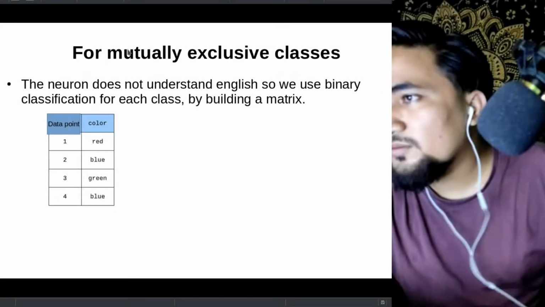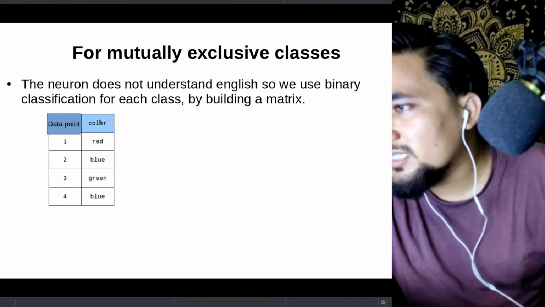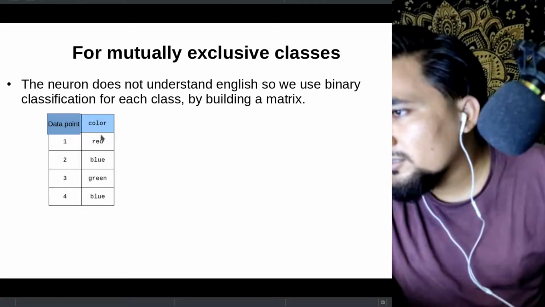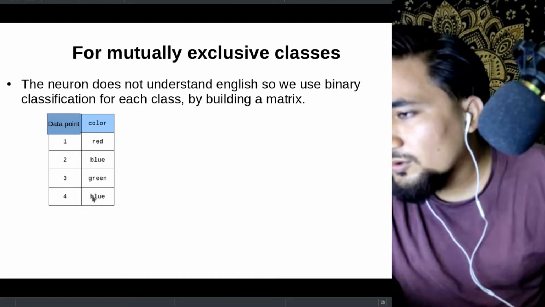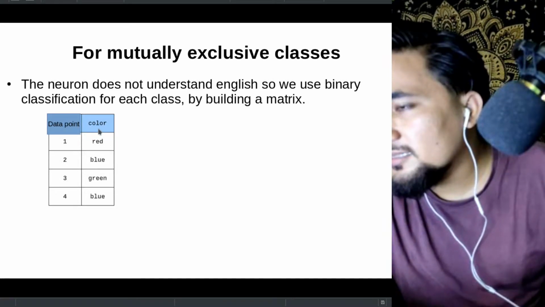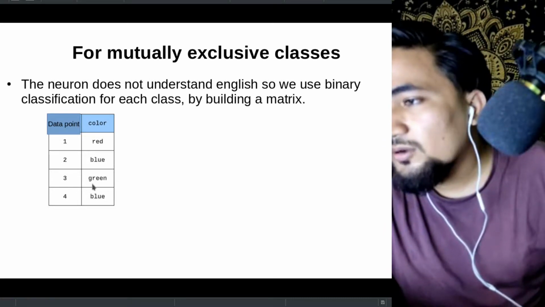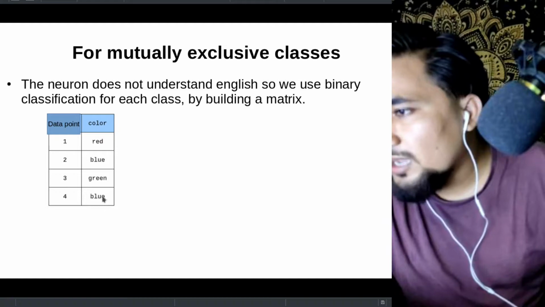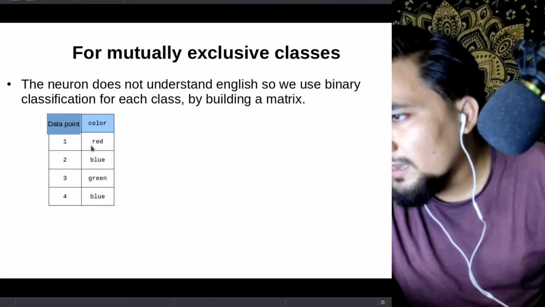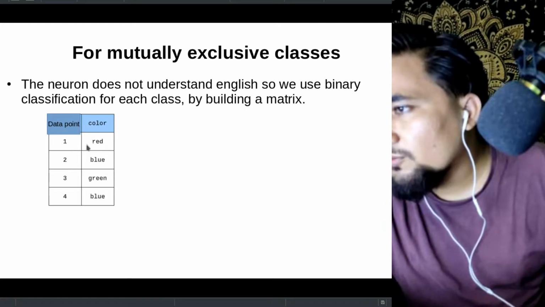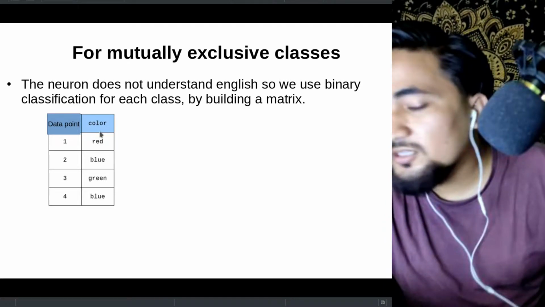We can see here for mutually exclusive classes, the neuron does not understand the English language. Like we have data points 1, 2, 3 and 4, and the colors are red, blue, green and blue. The neural network won't understand these string values like red, blue, green and blue. So what we need to do is convert these string values into binary values, those are zeros and 1, by using the one-hot encoding system.